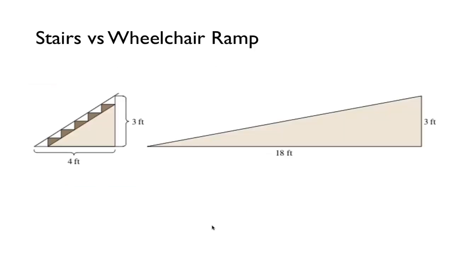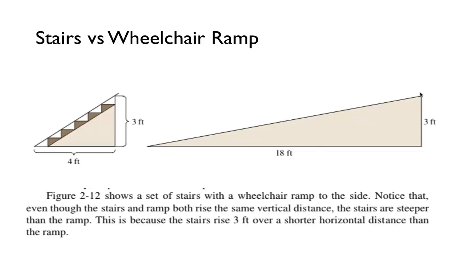Let's talk about the slope of a line. So let's look at this set of stairs and this ramp, and see if we can understand the idea of a slope. Notice that on the stairs, if I move horizontally 4 units, I move up 3 units. On the ramp, if I go horizontally 18 feet, I move up 3 feet. And so the question here is, which one is steeper? Which one has a bigger incline?